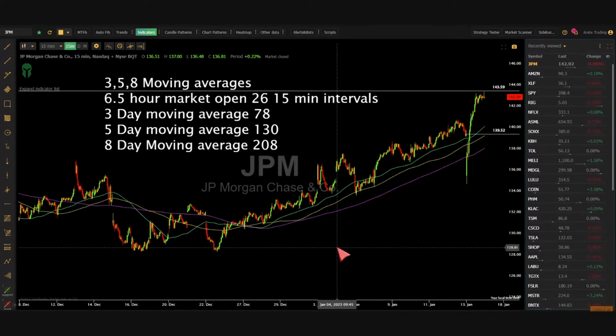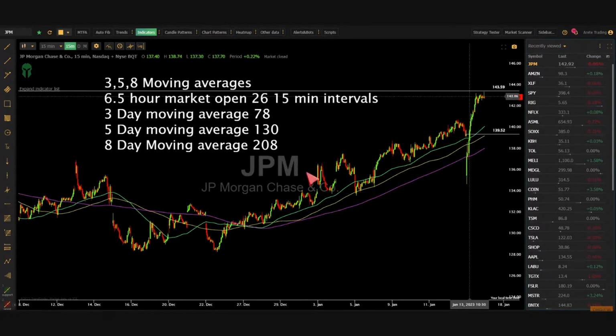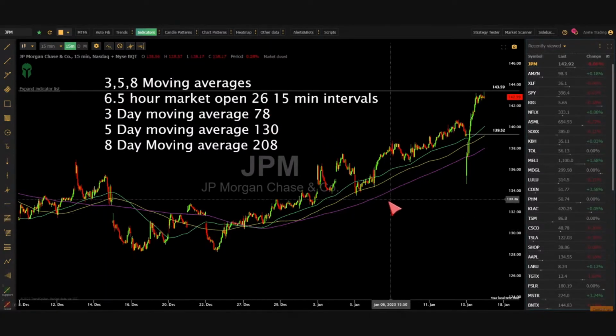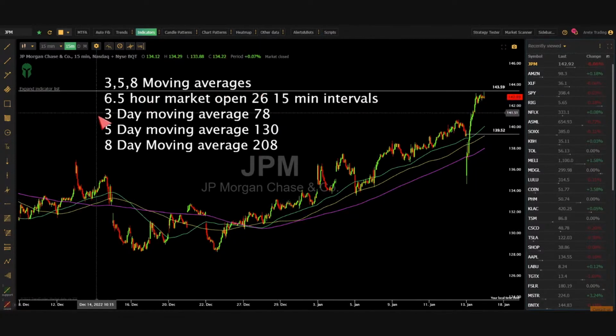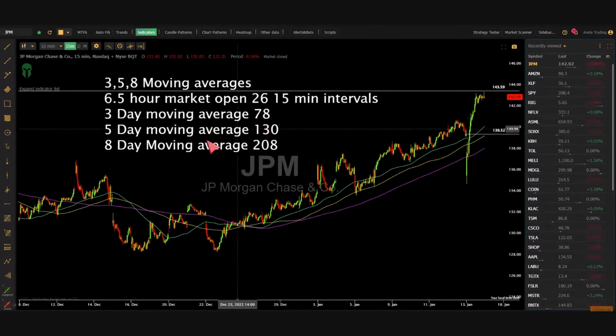Meaning that if you were to go through and count all the 15-minute bars in 6.5 hours, every hour is 4, 24, right? And then 25, 26. Okay. Makes sense. 15-minute intervals for every hour. Got it? Okay. The 3-day moving average is a 78. The 5-day is a 130, right? We're taking the components. The 8-day is a 208.